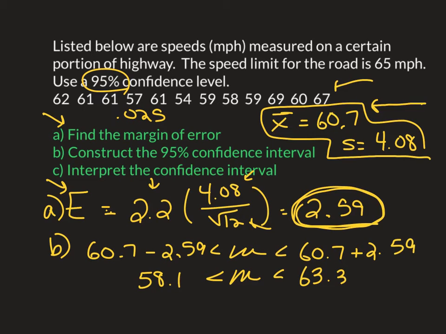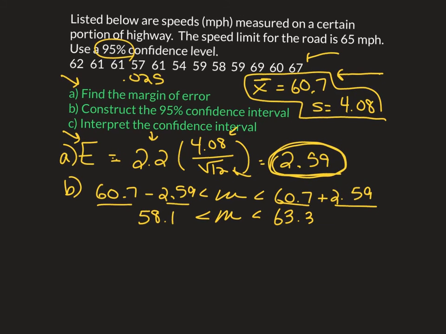So to get my confidence interval for part B, I took my sample mean, which is 60.7. I subtracted my E, and I took that sample mean and I added the E. That's all I did. So my population mean is going to be between 58.1 miles per hour and 63.3 miles per hour. That's my confidence interval.